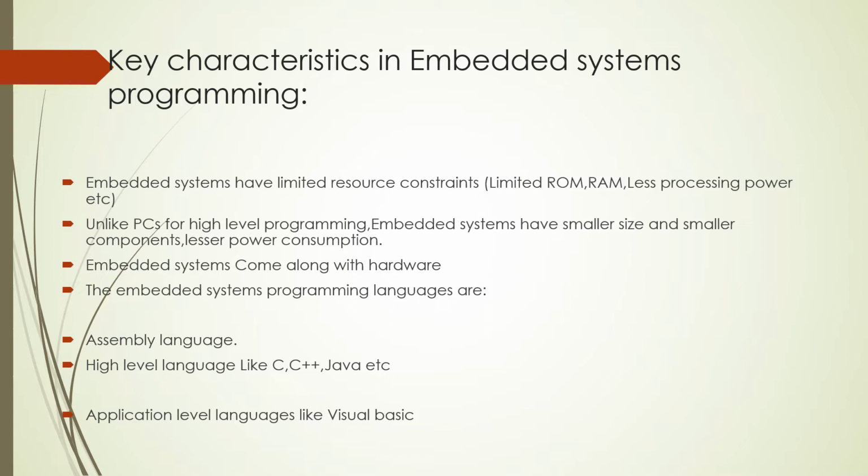The embedded system programming languages, we have divided into three. Low-level languages: between low-level languages and high-level languages comes assembly language, which is also considered a low-level language. And then we have the high-level languages like C, C++, Java, everything. And C actually comes in between assembly language and high-level language in that sense, but we can consider it a high-level language itself. And then we have the application-level languages like Visual Basic. In all of these we can program embedded systems.